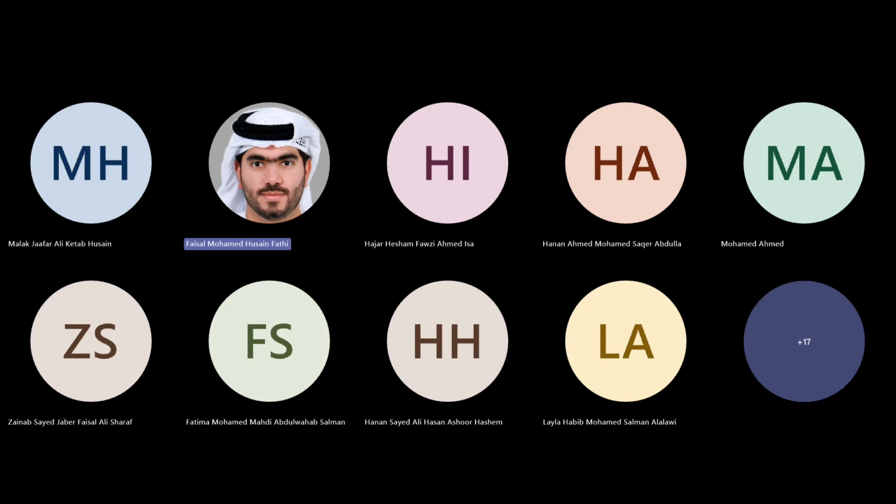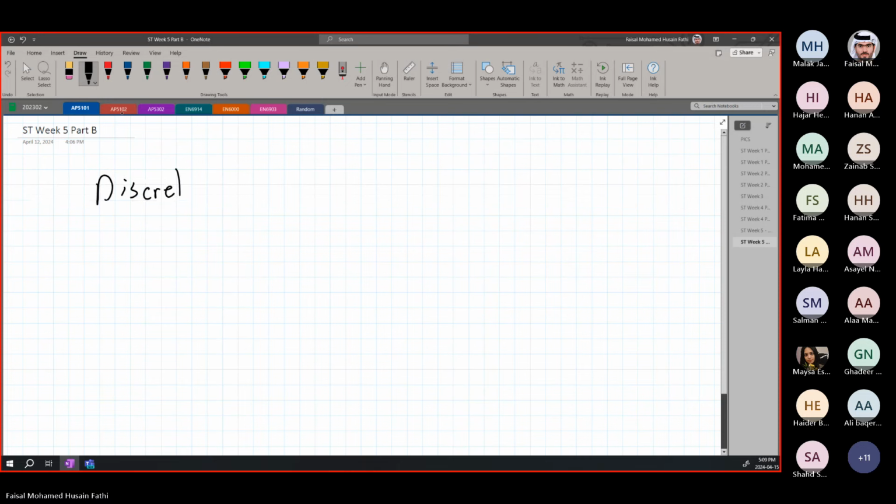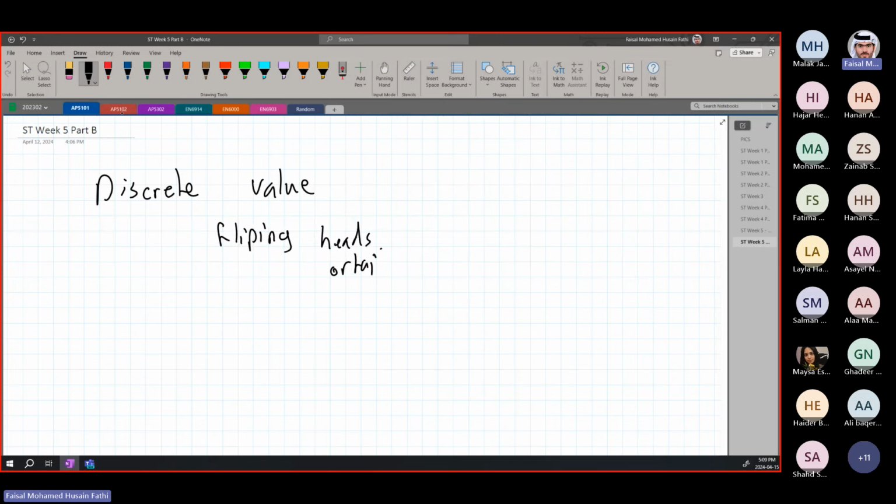Okay, so we're going to talk about discrete and continuous variables now. Again, a discrete variable, just so you get an idea, means that you have a specific value for it, all right? Something like flipping a coin. When you flip a coin, you either get heads or tails, all right? So you're getting a specific outcome, 1 or 2 or 3, a specific number.